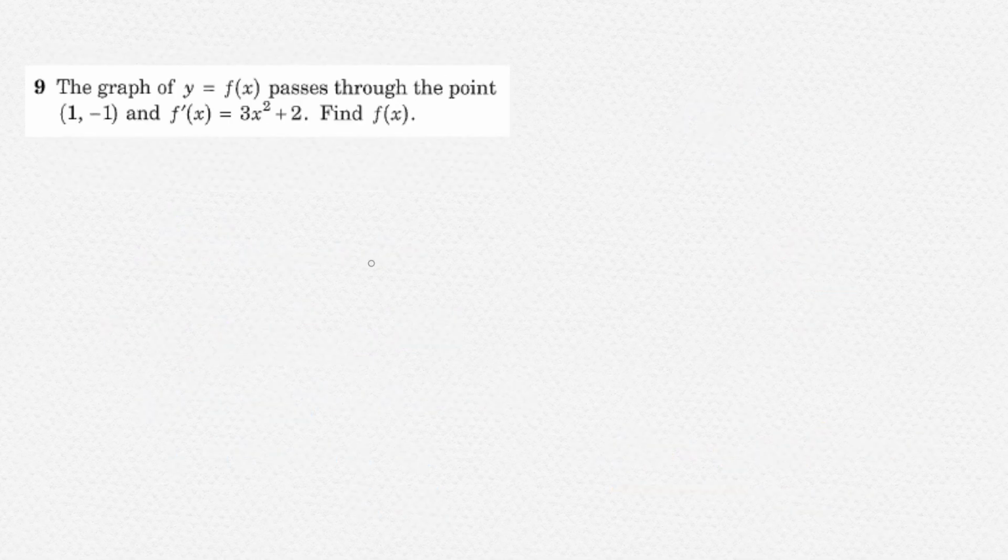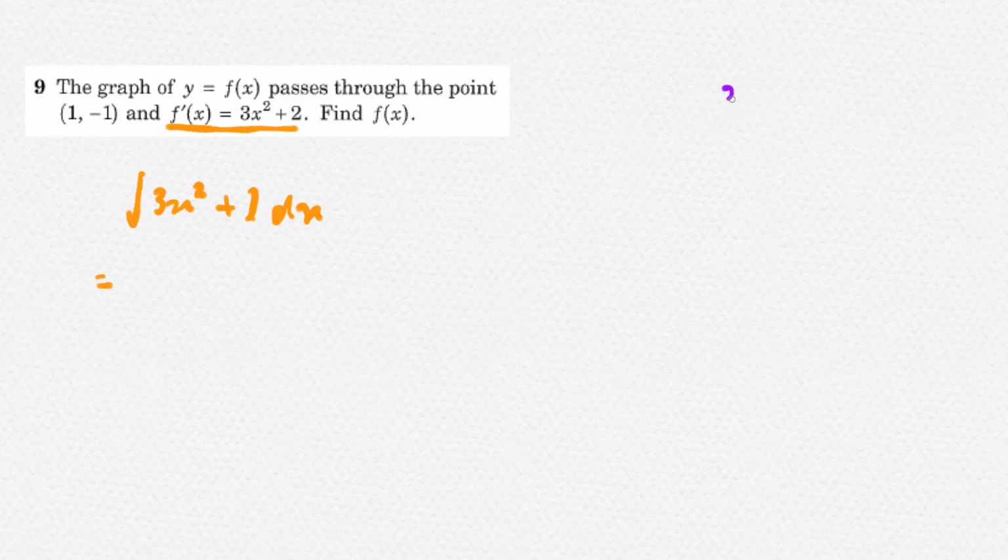Now, let's try a similar question. The graph of y is equal to f of x passes through the point (1, minus 1), and f prime of x is equal to 3x squared plus 2. Find f of x. Now, similarly like the previous question, let's find the integration of the derivative function. So now, let's find the integration of 3x squared plus 2 dx.